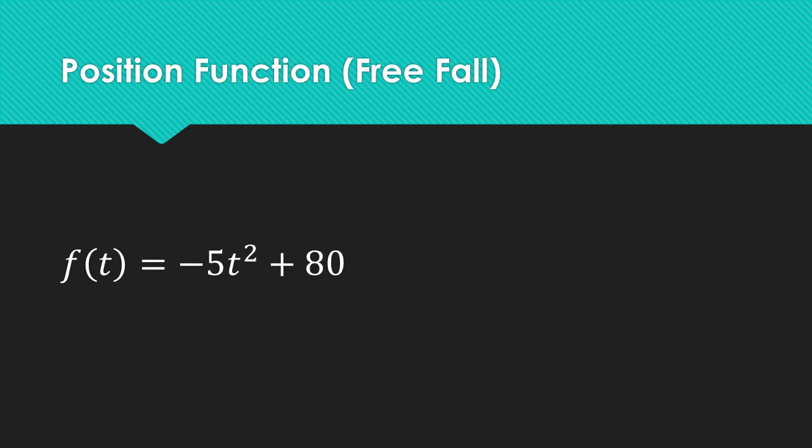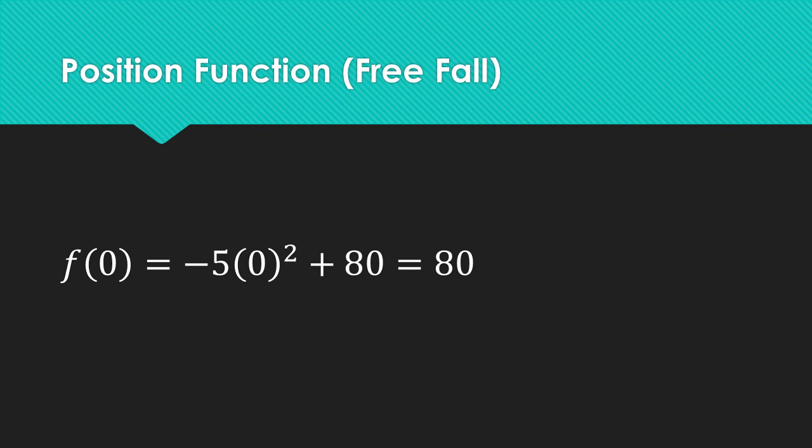Now I'm going to use this function to find the heights that I already found in that table, just to show you that I get the same values using this function as I did using the physics approach earlier. So let's first find f of 0. We're plugging in 0 for t, and you can see that negative 5 times 0 squared is just 0, so we get 80.